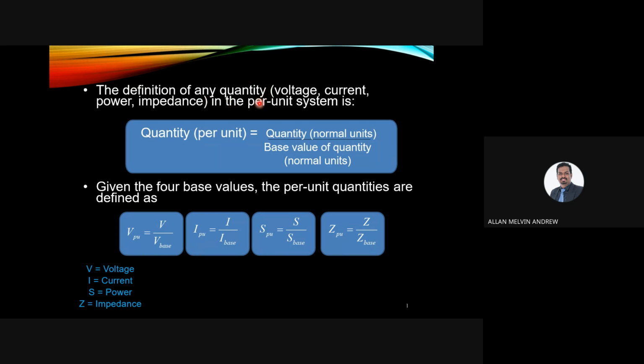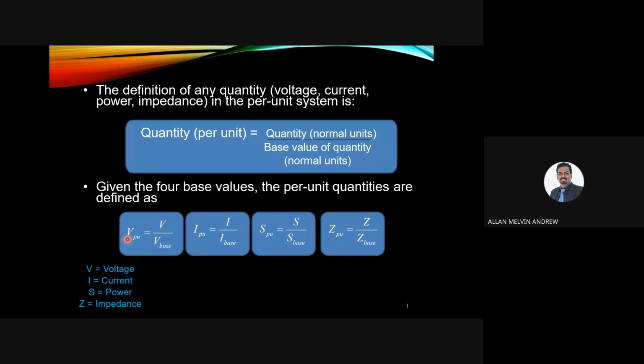Okay, so usually for electrical machine calculation, we will have a voltage, current, power, and impedance. Voltage we always denote with V. Current is I. Power, in calculation, we will use S, not P. S is actually referring to power, and impedance we always denote with Z. Okay, so this is the definition for any quantity. So quantities per unit we can calculate by using the normal unit divided by the base unit.